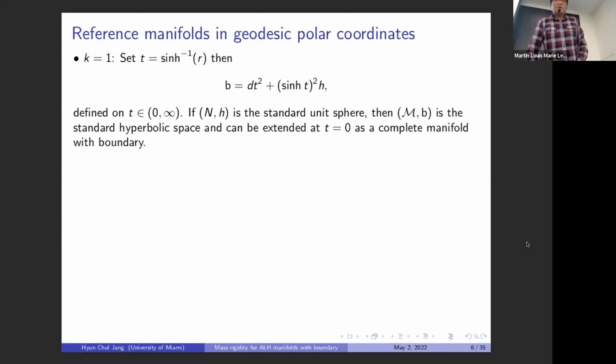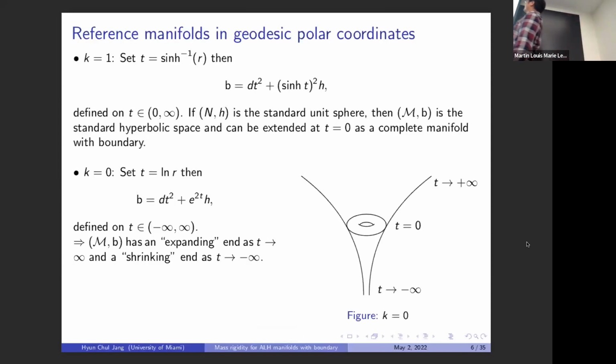There's more description about this here. When we use geodesic polar coordinates, we can see a little more about the properties. When k equals one, by a simple coordinate change using the function t, one can write this as geodesic polar coordinates. If N is the standard unit sphere, then you can see this reference manifold is exactly the standard hyperbolic space. This can be extended at t equals zero as one point, right? Sorry, it's just the complement, there's no boundary. Sorry, that's a typo.